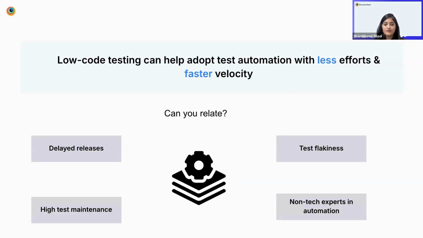So say you're doing a lot of manual regression, smoke testing, and sanity testing, which slows down your releases. Or you have non-tech experts like product managers or business analysts who would want to help with testing, but they don't really code. Third, test coverage is low and it's taking too long to build automation. And lastly, your tests are flaky and you spend more time fixing them than writing new ones, right?